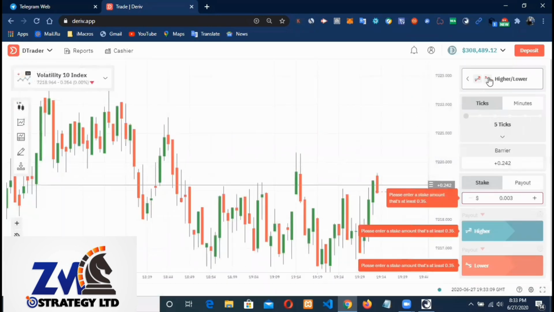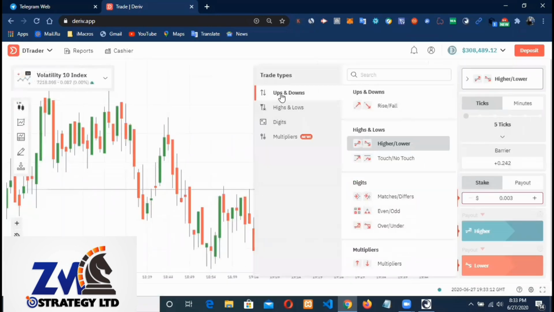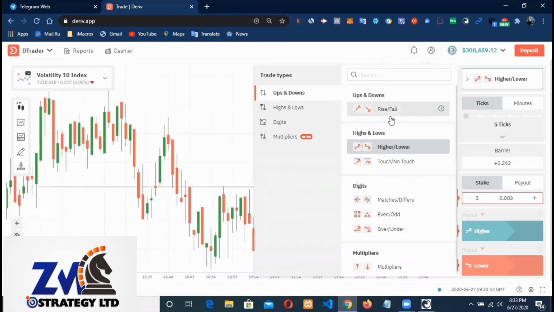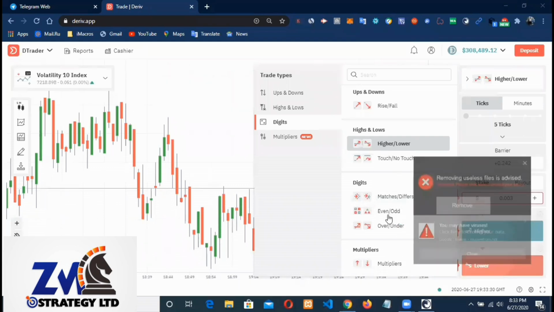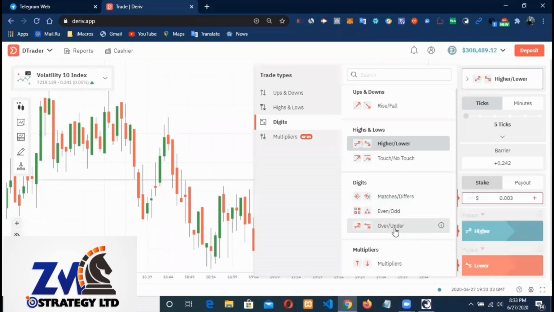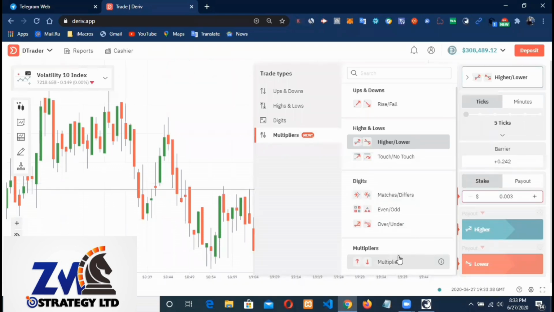Like if we go to here, you can see that we only have the up and down, which is the rise and fall. On high and low, we have the higher and lower, and we also have touch and no touch. Then on the digits, we have the match and differ. They also have the even and odd, and the over and under on the digits. Then the multiplier, which is the new one that binary included, which is this. I'm still going to talk more about this multiplier because it's somewhat dangerous.